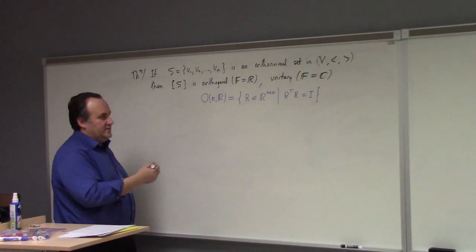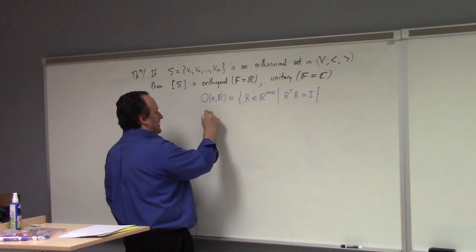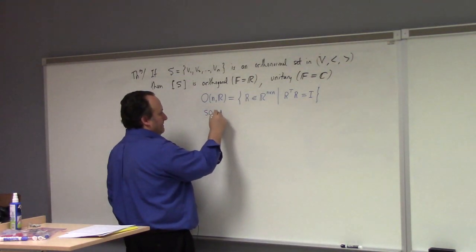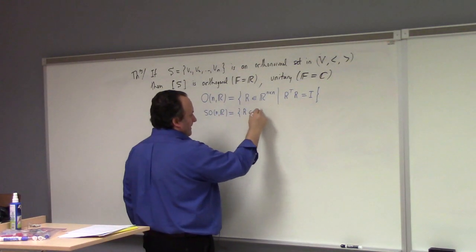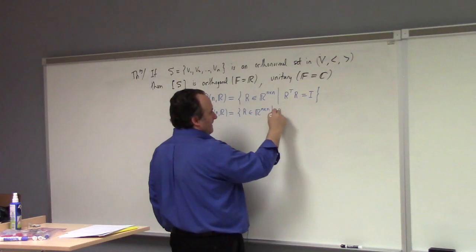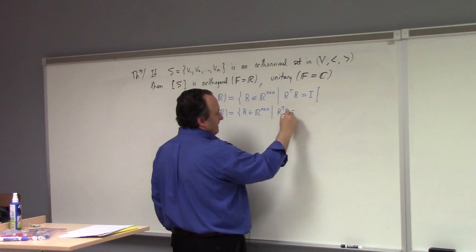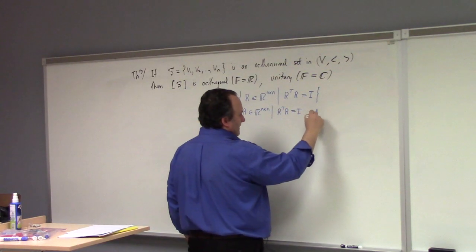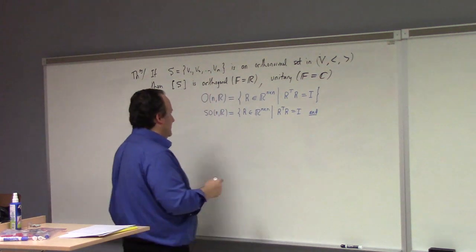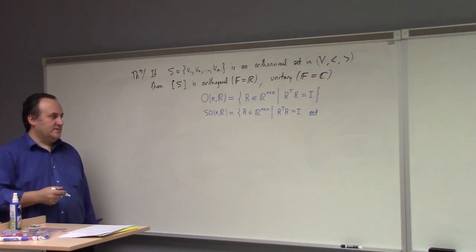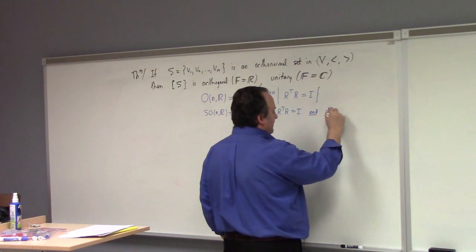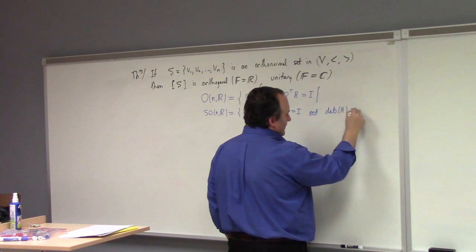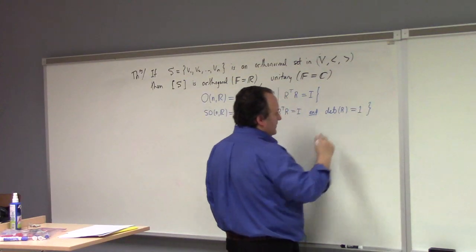There's other notation that I should mention, like SO(n). What's that? There's one added condition. SO(n) is you have orthogonal matrices which are also determinant 1. All right?